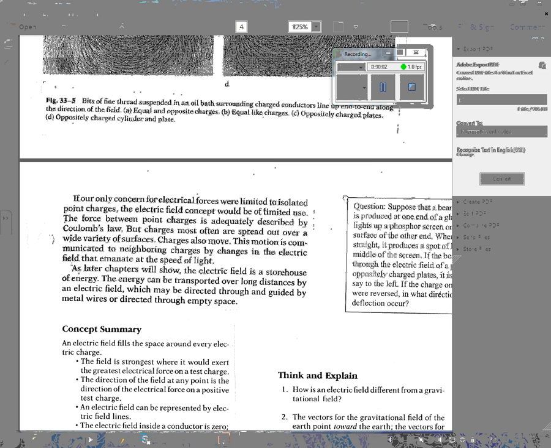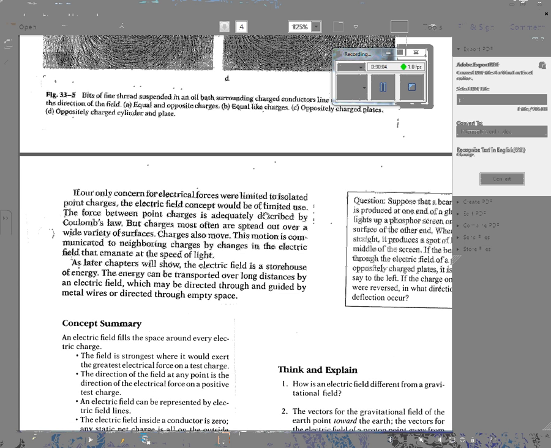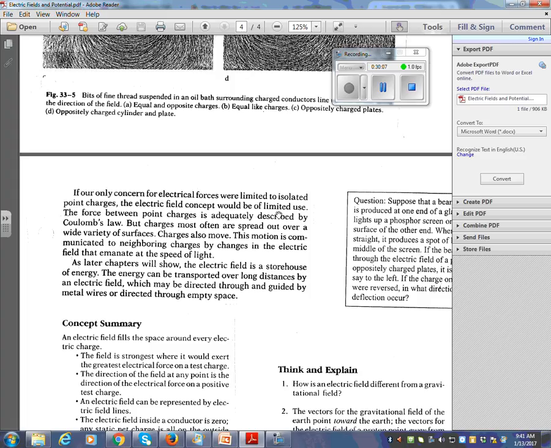Okay. If our only concern for electrical forces were limited to isolated point charges, the electric field concept would be of limited use. The force between point charges is adequately described by Coulomb's law, something that I used to teach in grade 12. Charges most often are spread out over a wide variety of surfaces. Charges also move. When charges move, we call that electricity. This motion is communicated to neighboring charges by changing the electric field that emanates at the speed of light. As later chapters will show, the electric field is a storehouse of energy. The energy can be transported over long distances by an electric field, which may be directed through and guided by metal wires or directed through empty space.